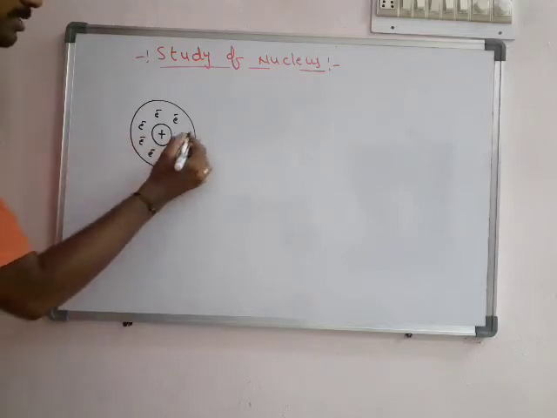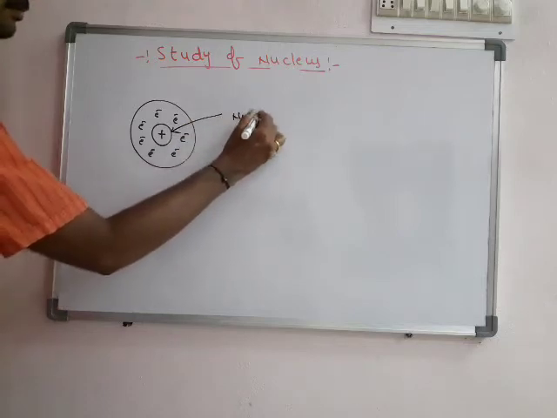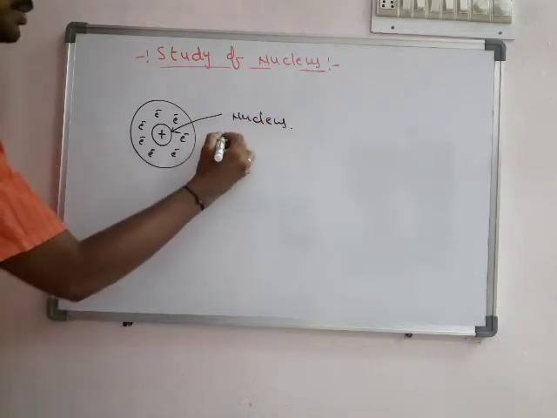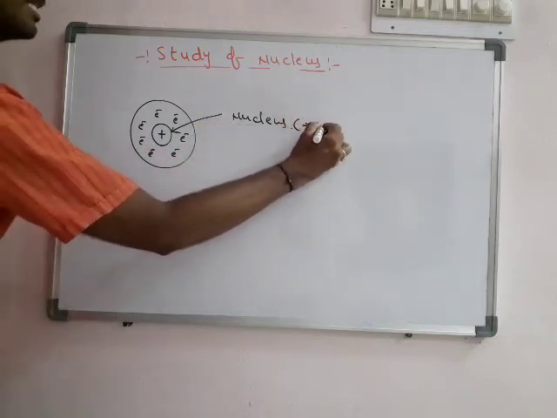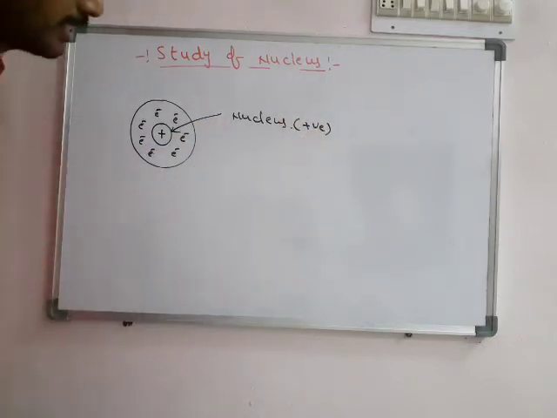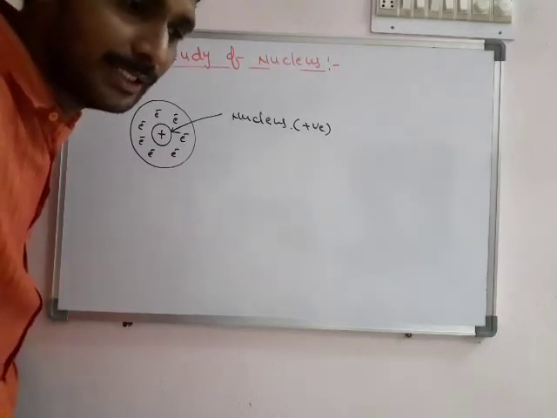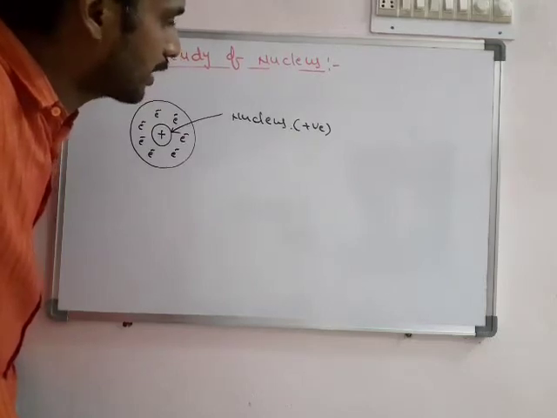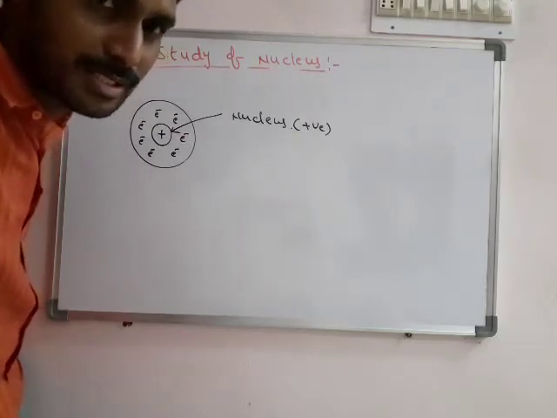Next, we are mainly studying the nucleus. The center part is called the nucleus. The nucleus has positive charge, and positive charge means it contains only protons. Just now we discussed that. For the repulsion between protons to be overcome, the presence of chargeless particles, neutrons, is compulsory.